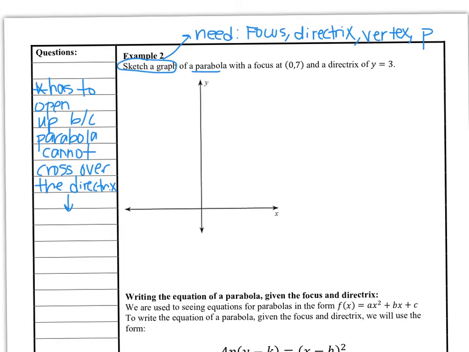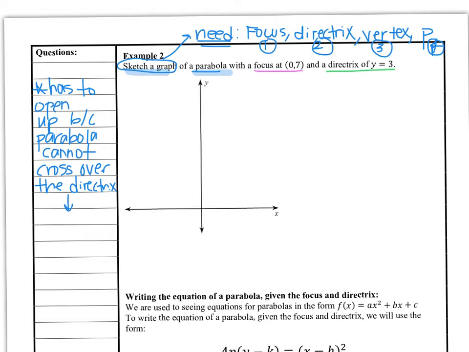Okay, so for example number 2 here, it says sketch a graph of a parabola. So you're going to sketch the U-shaped graph with a focus at the point (0, 7) and a directrix of y equals 3. In order to sketch the graph of the parabola, you must have: 1, the focus; 2, the directrix; 3, the vertex; and 4, p, the distance between the vertex and each of the other two.